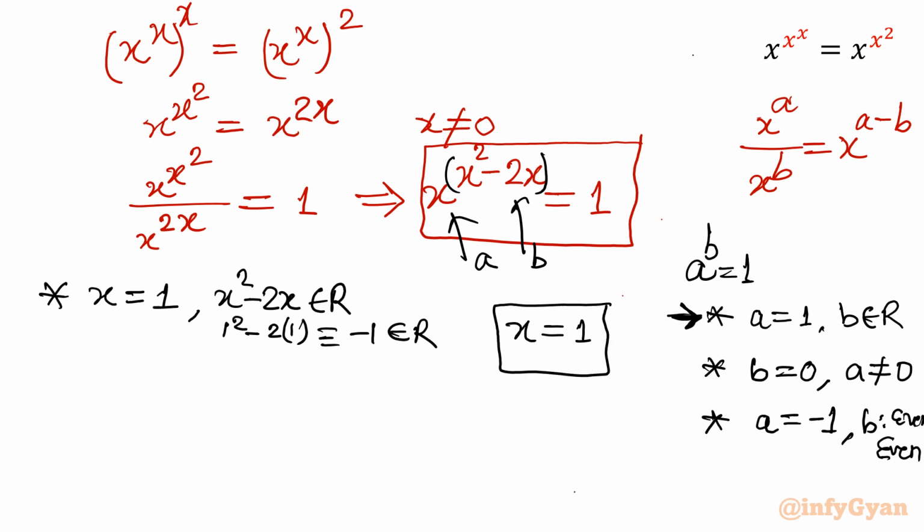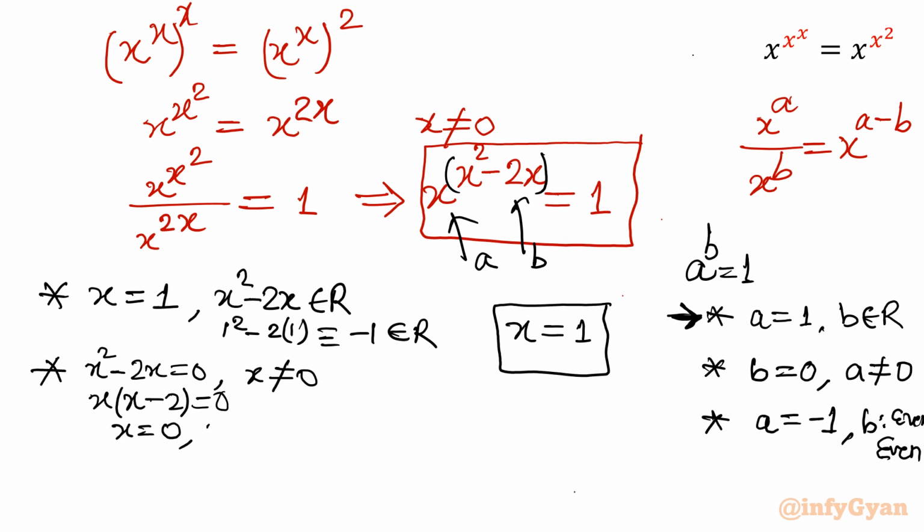Done. Second case, B equal to 0. So I will write x square minus 2x equal to 0, and A non-zero, so x is not 0. Take x common: x into (x minus 2) equal to 0. So here you will get two solutions, either x equals 0 or 2. But the condition is x cannot be 0, so 0 will be rejected. What solution is left? That is your solution of the final equation, x is equal to 2.